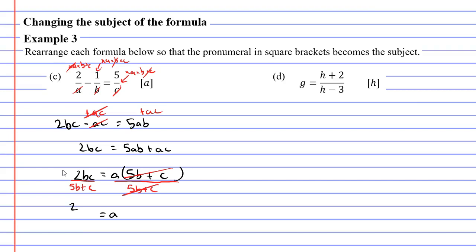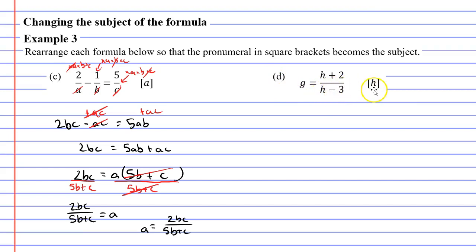And then on the left-hand side of the equal sign, we're going to have 2bc over 5b plus c. Now technically we're done, but it's best practice to have your subject on the left side of the equal sign. It's not a big deal to change it like so. Alright, now moving on to question D.